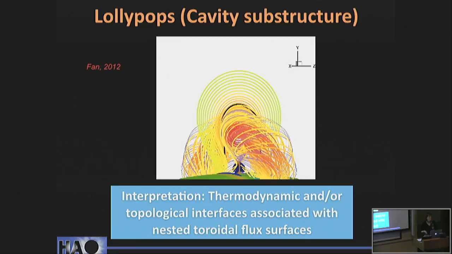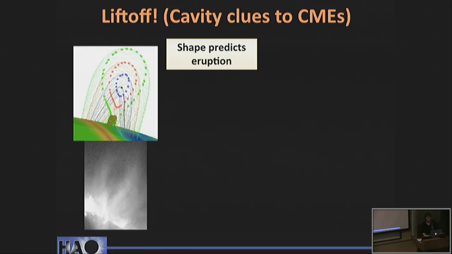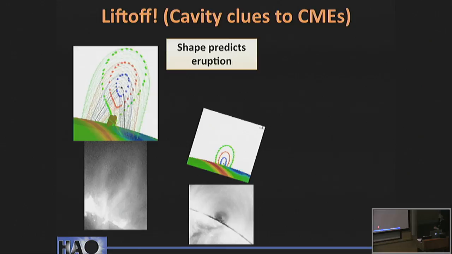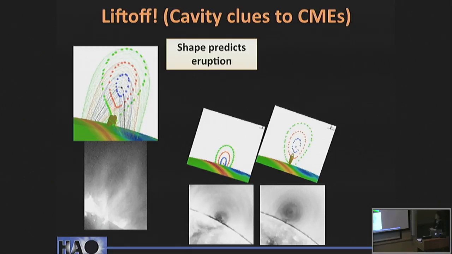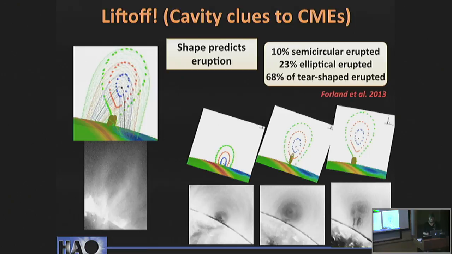And finally, the liftoff, the CMEs. Well, as I said, these are stable structures, but they have clues. For example, when we look at the shape of a cavity, I had an undergraduate working with me a couple summers ago, and he looked at about 100 cavities, and he found a clear trend: if you have a cavity that's sort of short and squat, it doesn't tend to erupt. If you have one which has a clear circular or elliptical cross-section, it may erupt. But when you have one that has a teardrop shape, it will erupt. And these are the percentages he found.